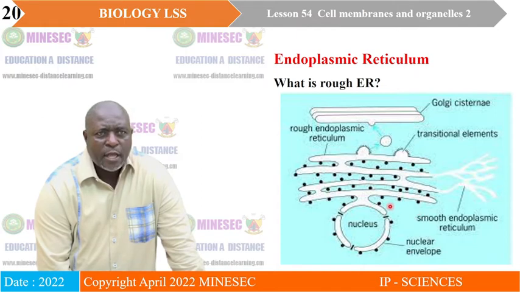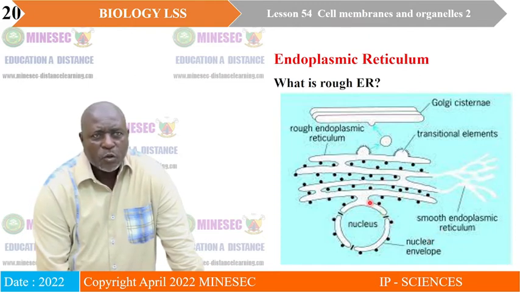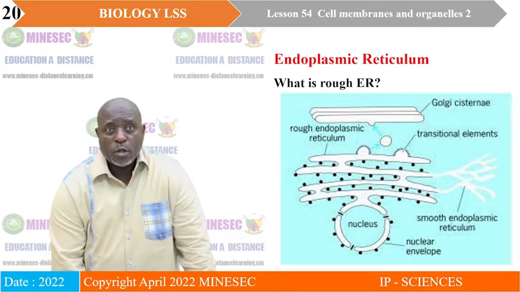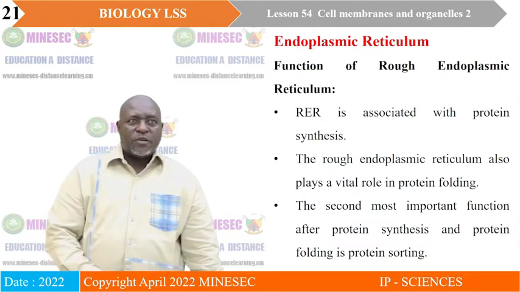So you have the nuclear apparatus. Look at those black dots. These are ribosomes. Look at this one, the nuclear envelope. You see the cavity of the double membrane, the nuclear envelope, is continuous with the cavity of the rough endoplasmic reticulum. Then vesicles pinch off from the rough endoplasmic reticulum, and some of these vesicles form the Golgi body, which we are going to look at later. So the endoplasmic reticulum is very important.